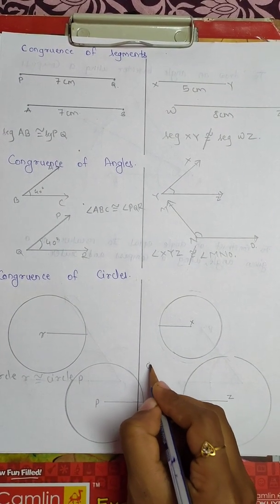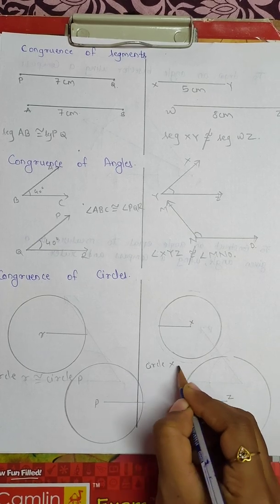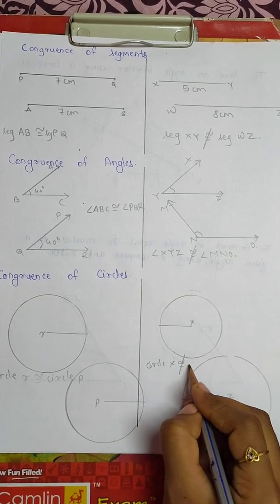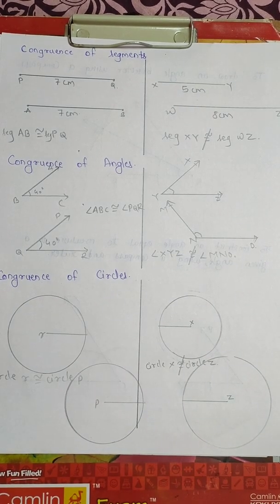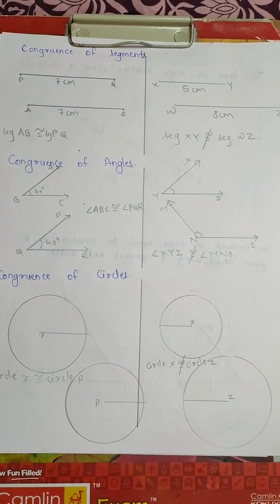So circle X is not congruent to circle Z. Hope you understand today's class.